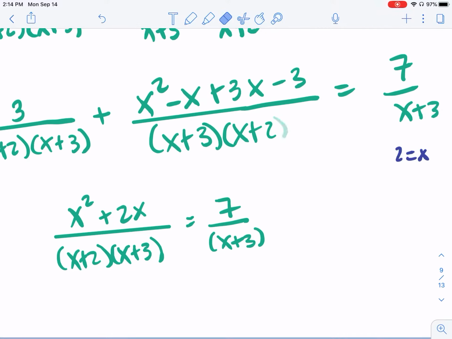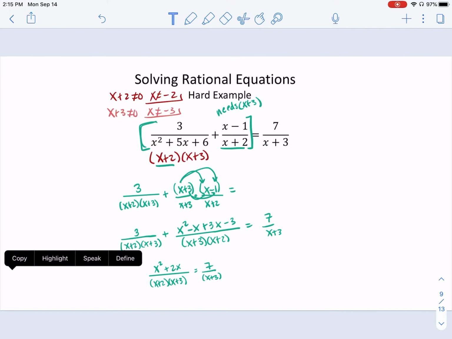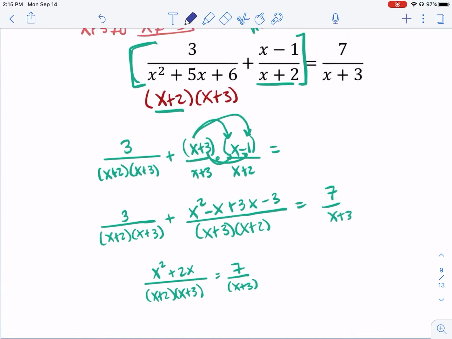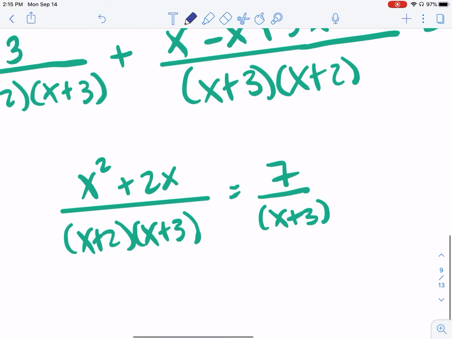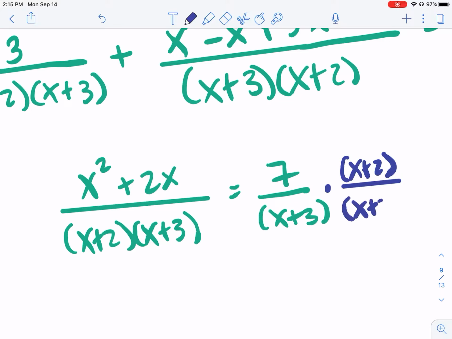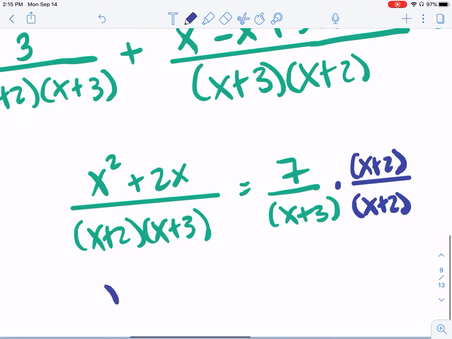Well, if we look at this one, we can actually see that really close, our denominators are almost exactly the same. They both have an x plus 3. This one just has an extra x plus 2. So instead of cross multiplying, I can actually multiply this one by x plus 2 on top and bottom. That gives me x squared. I'm going to run out of room over here.